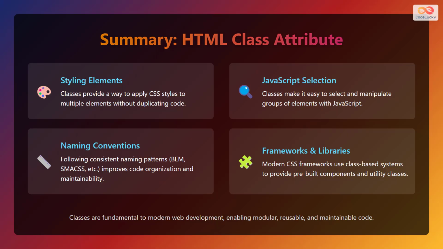Modern CSS frameworks use class-based systems to provide pre-built components and utility classes, accelerating development and ensuring consistency. Classes are fundamental to modern web development, enabling modular, reusable, and maintainable code.